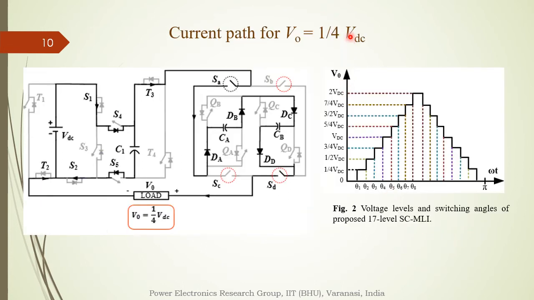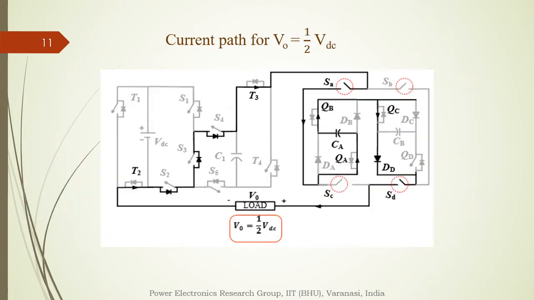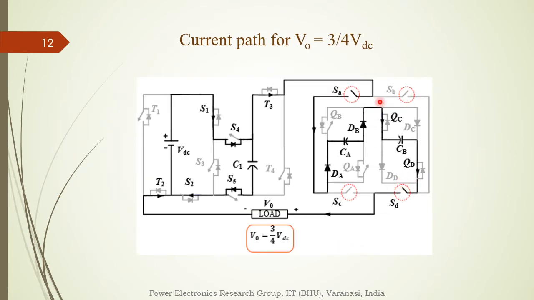Then the current path for the 1 by 4 VDC. These are the 17 voltage levels and switching angles of the proposed 17 level SMLI, and this is the 1 by 4 VDC, the current path of the sub-circuit of the overall SMLI. Then the 1 by 2 VDC current flow path, and this is the 3 by 4 VDC. Here you can see 3 by 4 VDC.